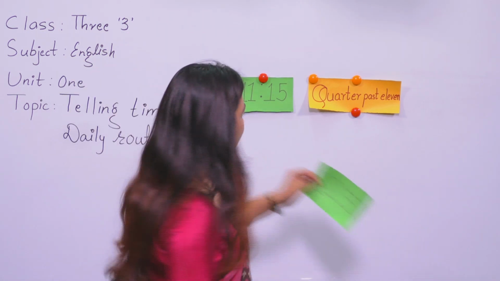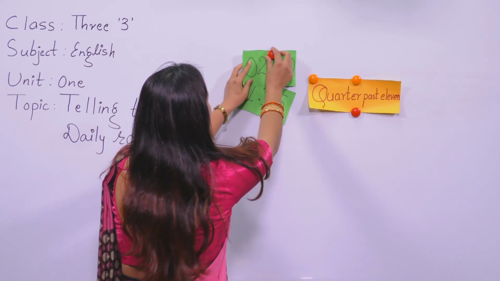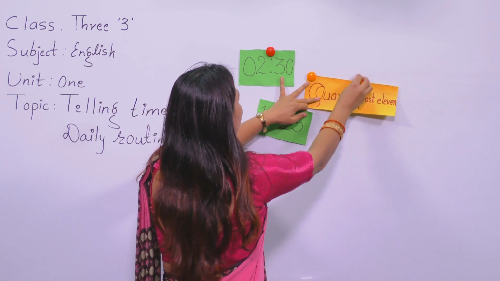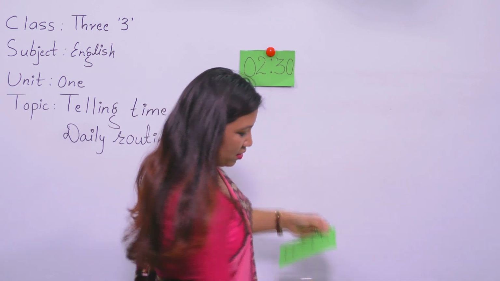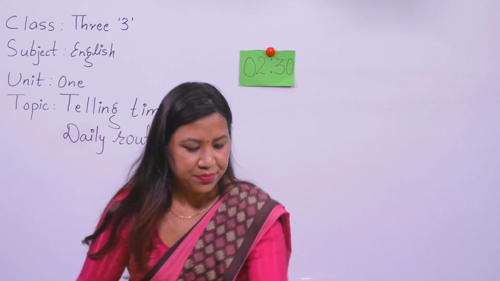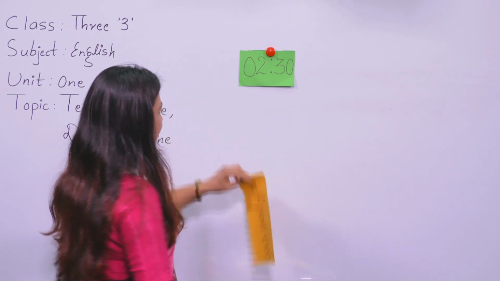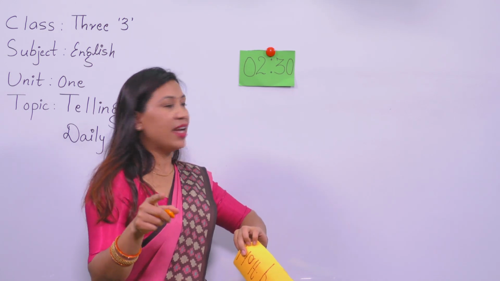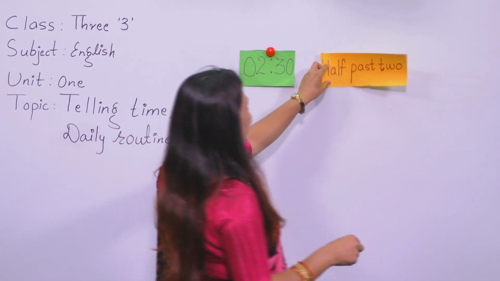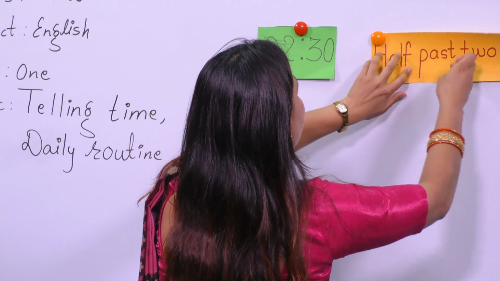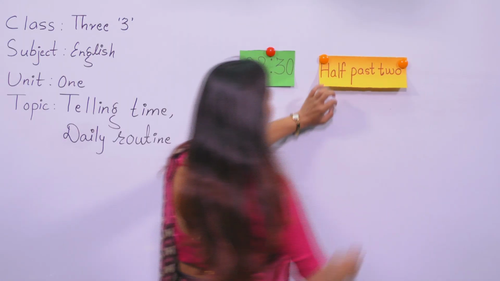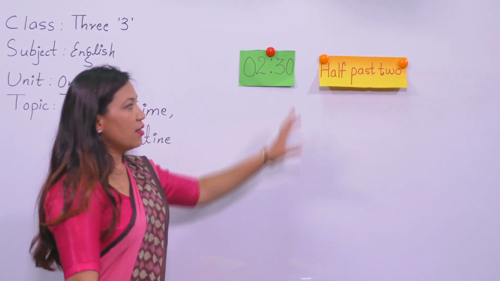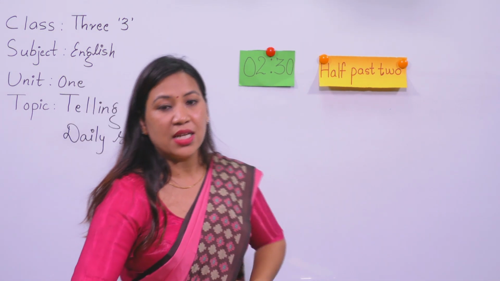Similarly, okay, this 02:30. How do we write this? Can you guess? You have to write in your copy, okay? We write it as half past 2. These are some examples, and examples are also given there.